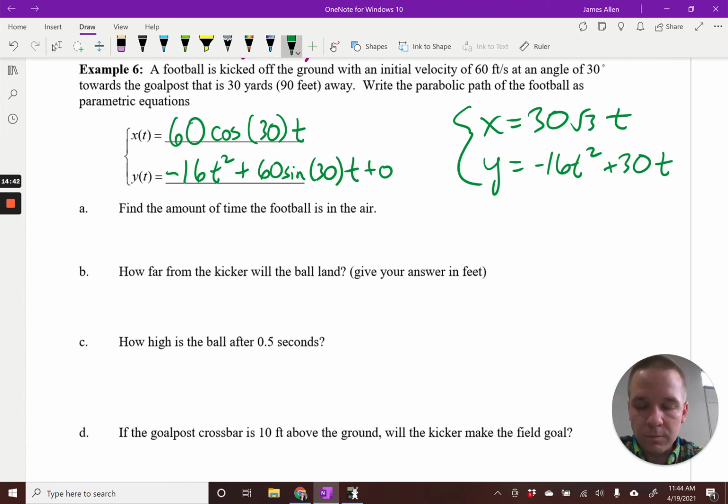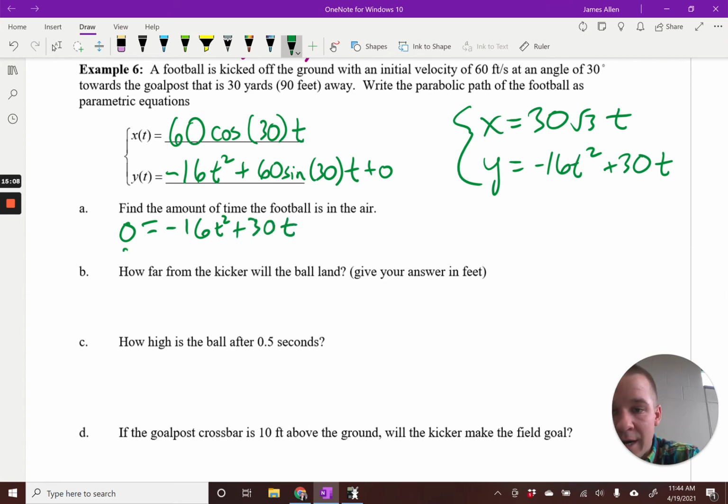Now, we want to find the amount of time that the football is in the air. So that means how long when it leaves the ground to when it gets back to the ground. So I'm really looking at the y function because that's going to be when is my height 0. So I want to find out when it's back to 0. So let's set that equal to 0. 0 equals negative 16t squared plus 30t.